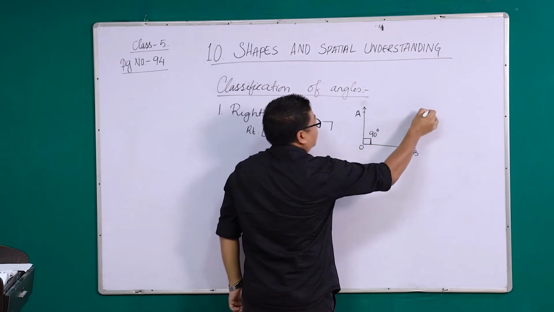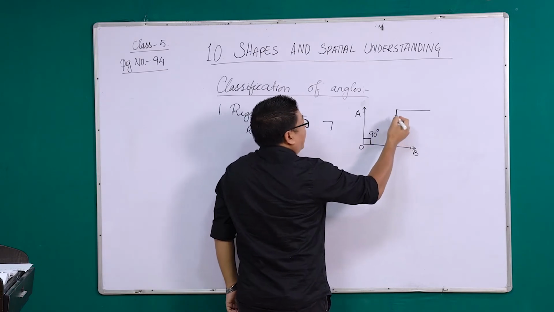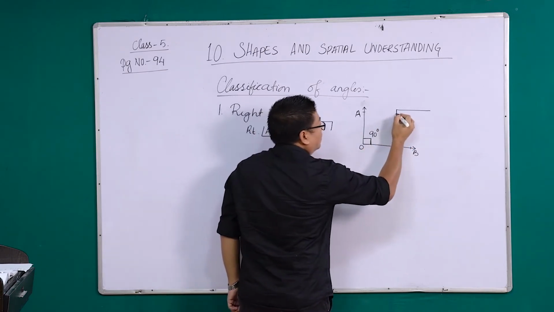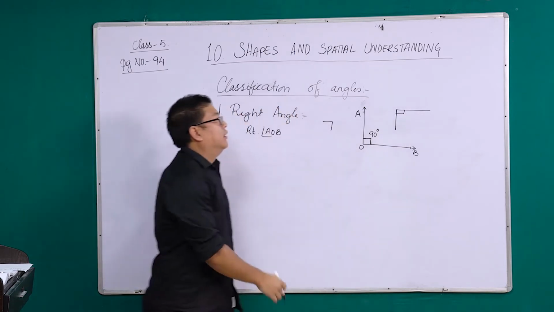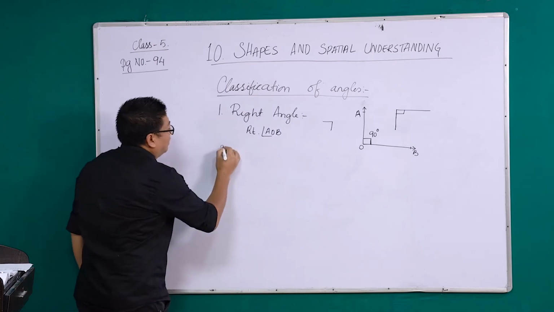And this 90 degrees is always shown in this manner. For example, there is a 90 degree angle given here. If you want to show it as 90 degrees without writing the number, you have to use this symbol. So this symbol will come in this manner. A small box will be formed. All right. So this is all about the right angle.